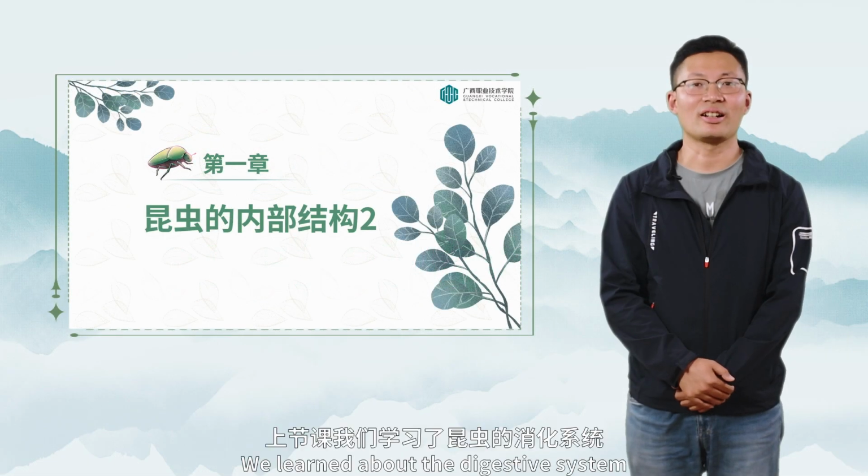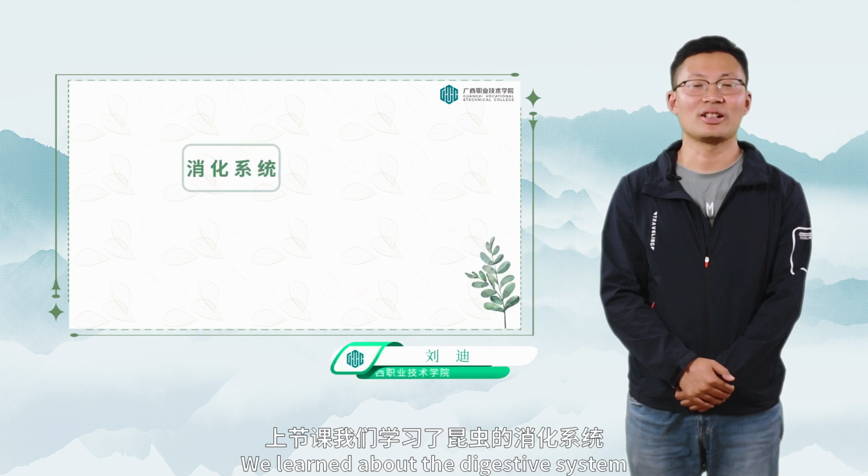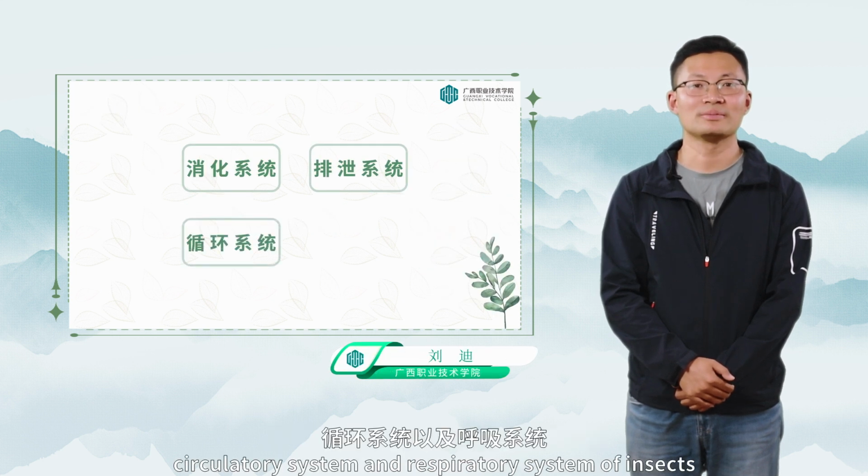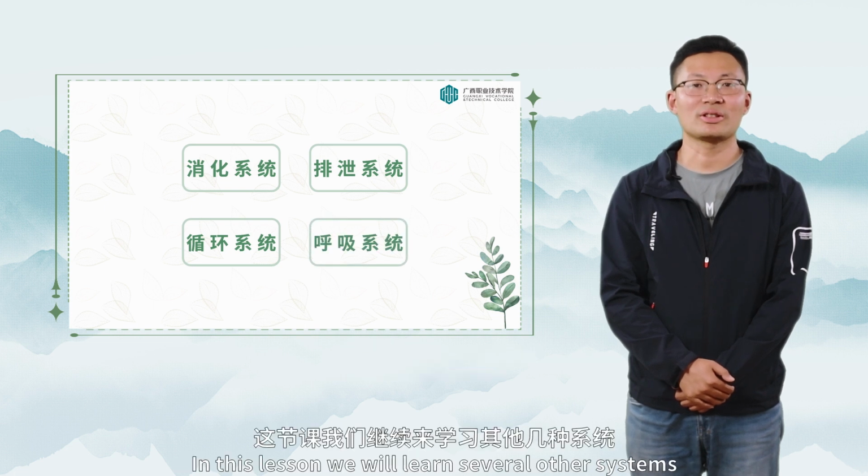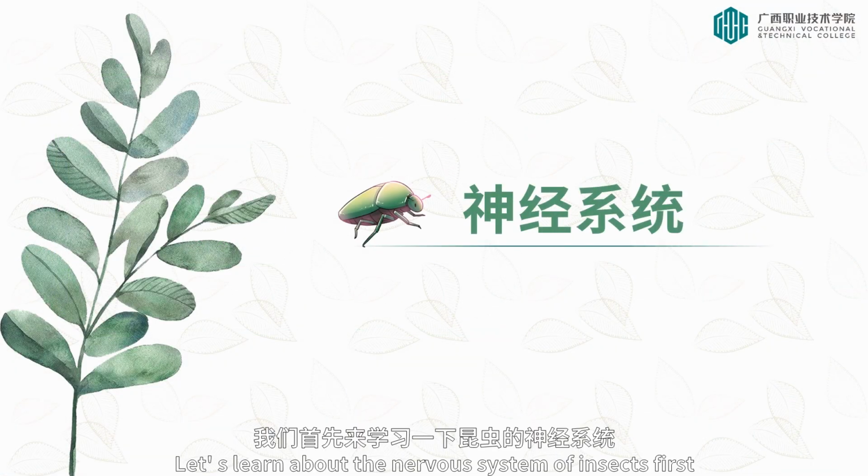Hello everyone. We learned about the digestive system, excretion system, circulatory system, and respiratory system of insects. In this lesson, we will learn several other systems. Let's learn about the nervous system of insects first.